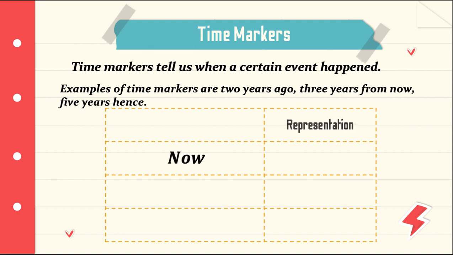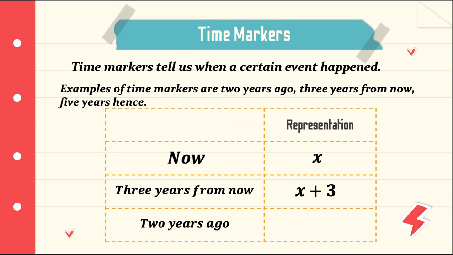Number one, now, it means we are dealing with the present age. As we deal with the present age, we're going to represent it as x. And then, what if we have 3 years from now? If our present age is x, and we're looking for our age 3 years from now, we just need to add 3 years to our age. So that will be x plus 3. And then 2 years ago, it means past age. So we have to subtract 2 from our present age. So that will be x minus 2.